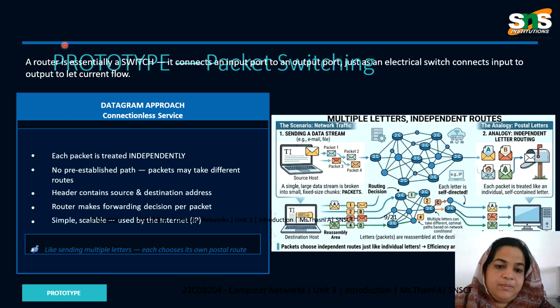Next is the prototype of packet switching. A router is essentially a switch that connects an input port to an output port, just as an electrical switch connects input to let current flow. Here, each packet is treated independently with no pre-established path. Packets may take different routes, the header contains source and destination, and the router makes a forwarding decision per packet. It is simple and scalable, and used by the internet.